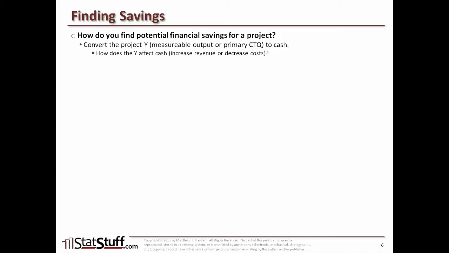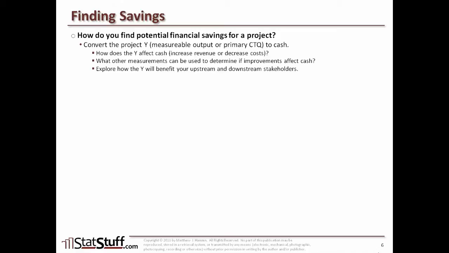So also, how does that project Y, how does that metric affect cash? That is, does it increase revenue in some way, or does it decrease costs in some way? And are there any other measurements that could be used to help affect cash that you can account for, even though it may not be the project Y itself? And I would also try to explore how your project Y, that metric, will benefit other groups, like stakeholders who are upstream from you or those who are downstream from you. So don't just think about how you have to measure it in your specific area. It might be a great improvement for your area, but that improvement could have even better, more cash impacting effects to another group as well. So be sure you account for those as well and you don't exclude them.